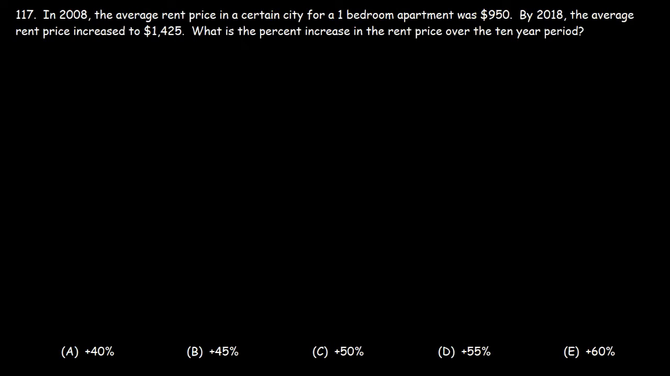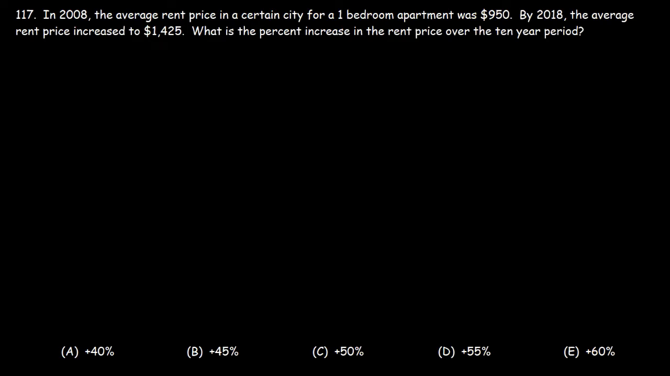Number 117. In 2008, the average rent price in a certain city for a one-bedroom apartment was $950. By 2018, the average rent price increased to $1,425. What is the percent increase in the rent price over the 10-year period?